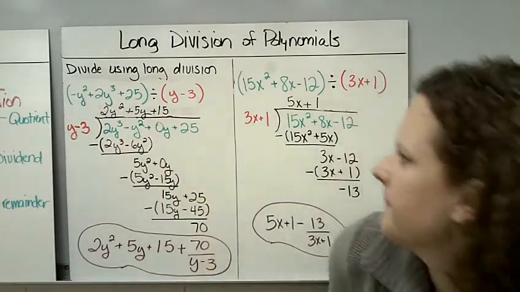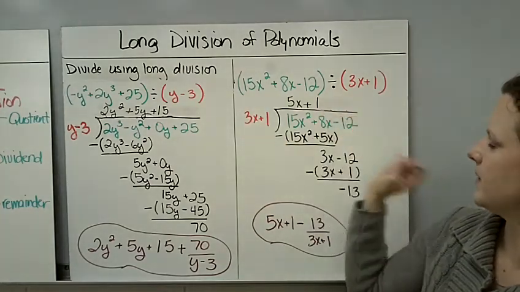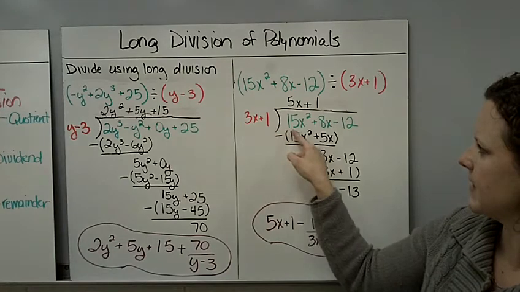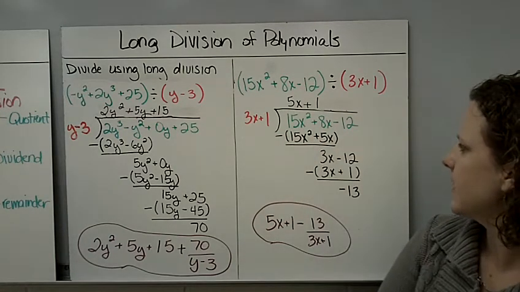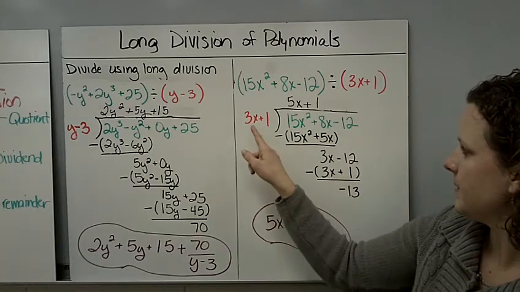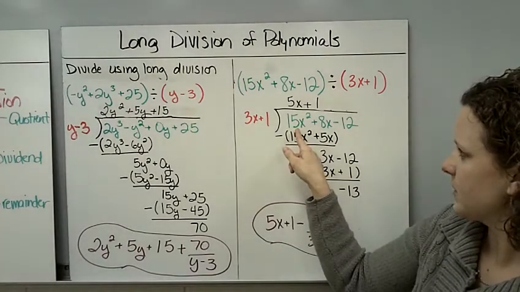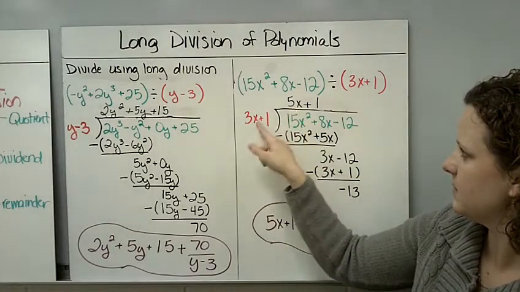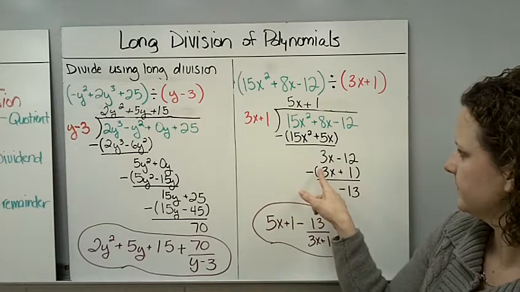Let's try it again. Okay, polynomial divided by a smaller polynomial. Write the smaller one outside, the bigger one inside. We have all of our powers here, so we don't have to add any placeholders. How many times does 3x go into 15x squared? 5 times. Multiply, subtract.